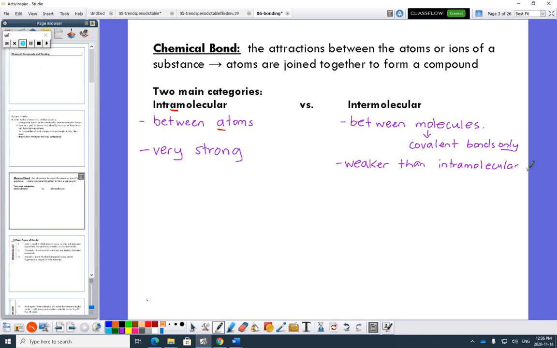There's sort of a gradient in the strength of intermolecular, but it's still weaker than intra. So we'll just keep it like that. So intramolecular forces or bonds are formed or broken when you do a chemical reaction. Whereas intermolecular forces or bonds are manipulated during physical changes like freezing, melting, boiling, that kind of thing.